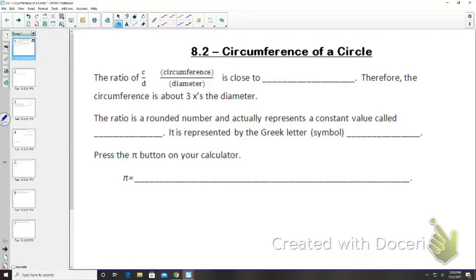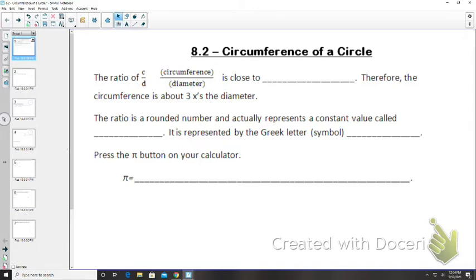Alright, so for this video lesson, we're going to introduce chapter 8. This is circumference or radius or area of a circle. Okay, so we're going to get pretty familiar with calculating things related to either the area or the circumference or the diameter or the radius of a circle. Okay, so the ratio of the circumference to the diameter.